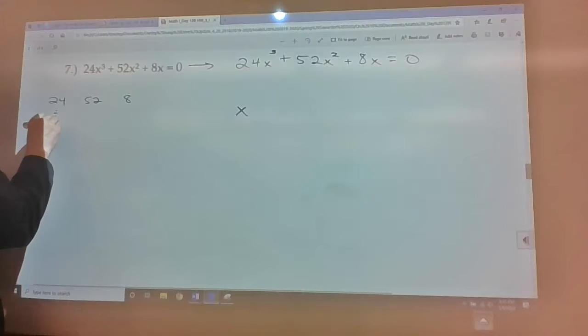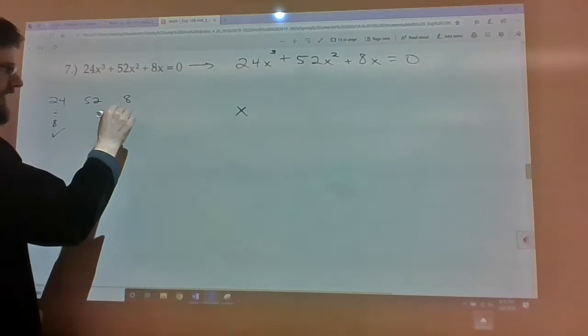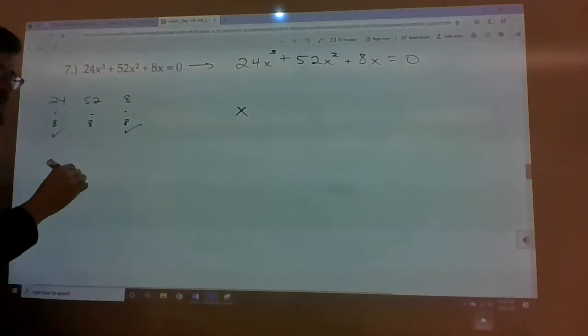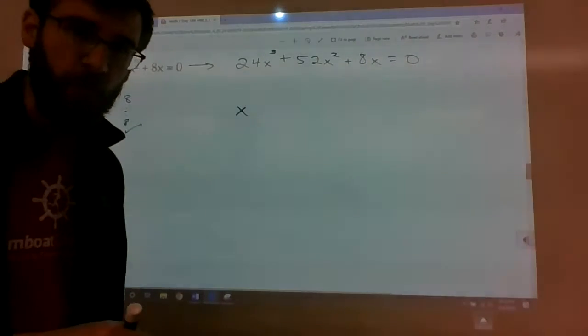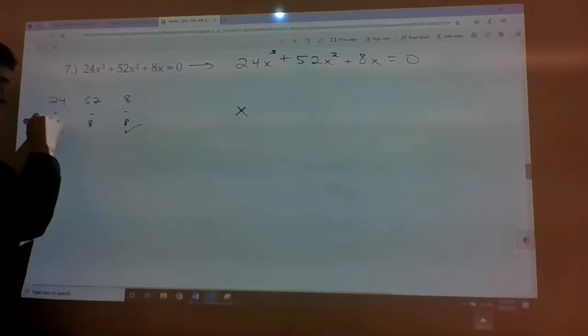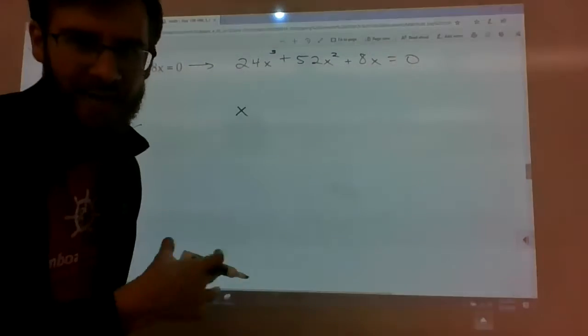Does this divide 8? Yes. Does this divide 8? Yes. Does this divide 8? No. 8 times 6 is 48. 8 times 7 is 56. So this does not divide 8. So you can't take an 8x out of here.